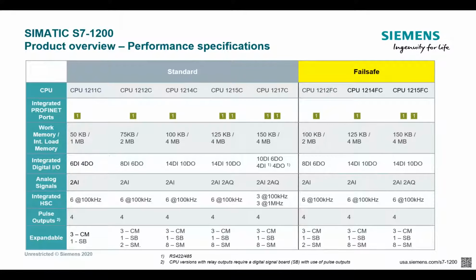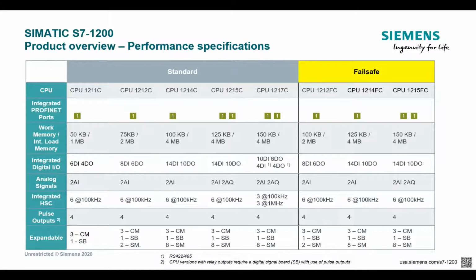The one thing that I think is core to mention here is you'll see work memory versus internal load memory. The work memory is the amount of space that you have for compiled code in your processor. Now, they did make the safety processor have more memory to fit the safety code. However, in the base processor, I'd mentioned earlier that as your application grows, one of the limiting factors is going to be memory.